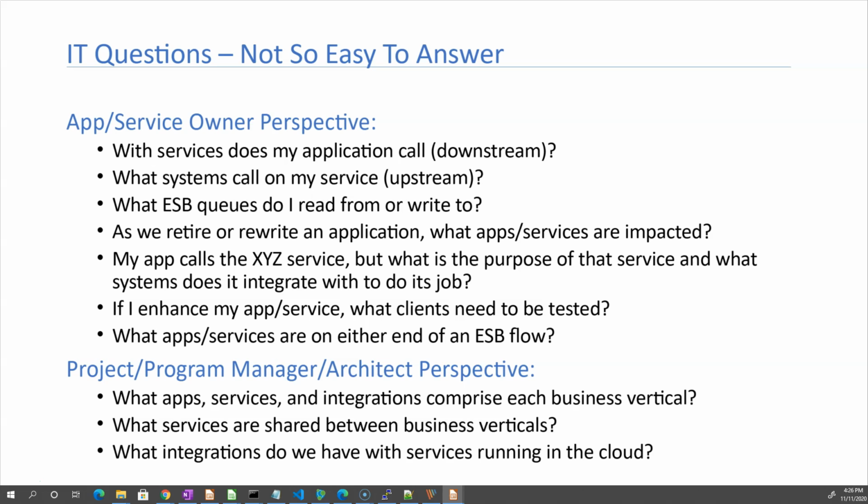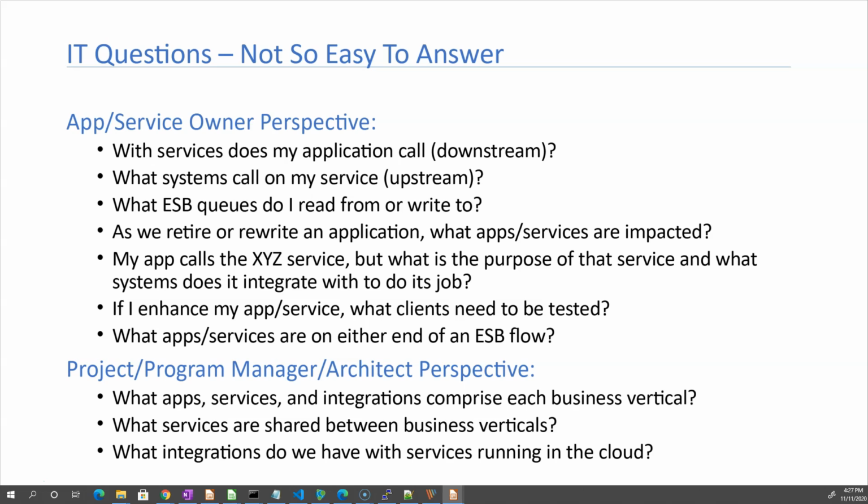Taking that to the next step, if we were to retire or rewrite or choose to rewrite or migrate from one application to another, what apps and services are impacted both upstream and downstream? And if I enhance, taking that one step further, if I enhance my app or service, what clients need to be tested? That's not an easy question to have today. And typically what we do is we test everything. But being able to understand what is impacted when you make a change would be hugely helpful.